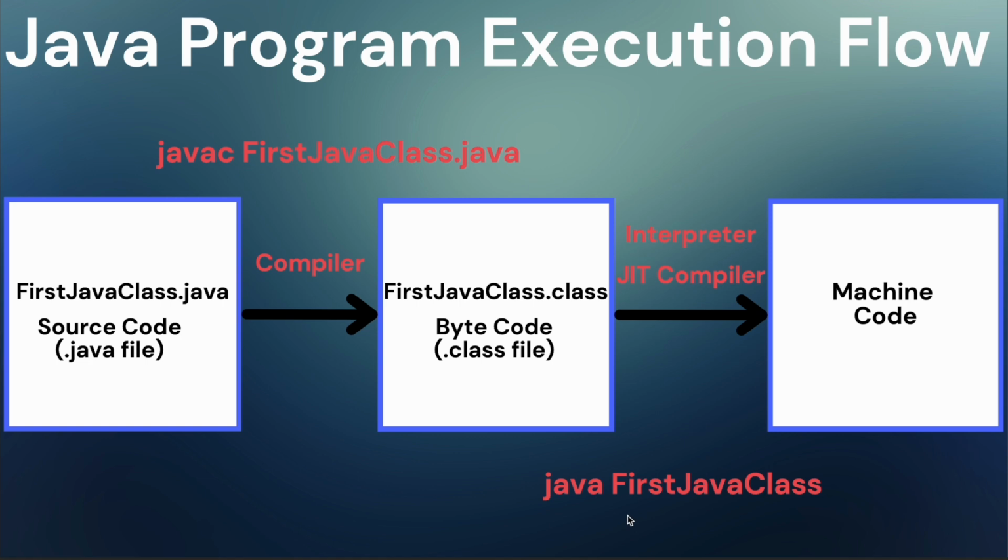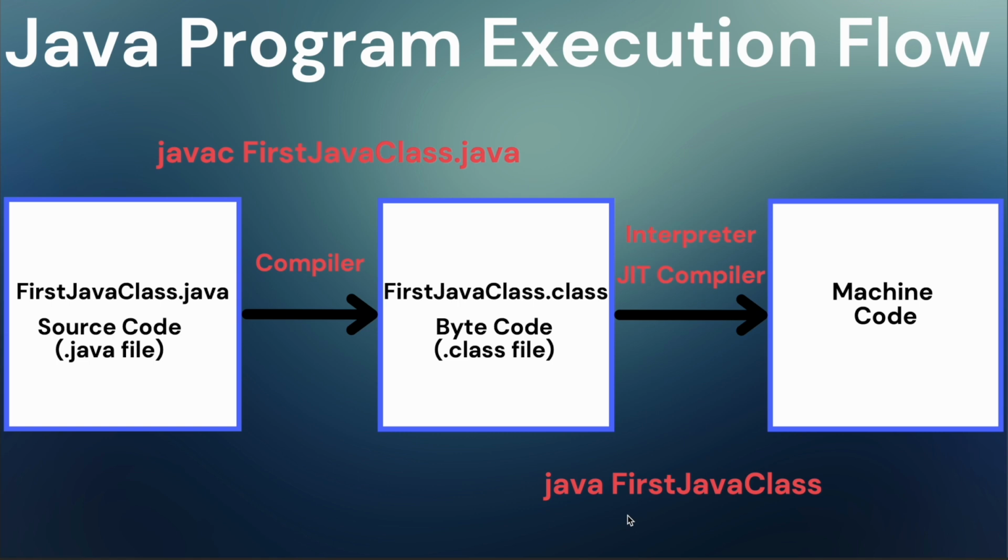When you run the program, the JVM starts working. It first loads the firstjavaclass.class file into memory. Next, it verifies that the bytecode is valid and safe to execute. Once the verification is complete, the JVM begins executing the bytecode by interpreting its instructions one by one.